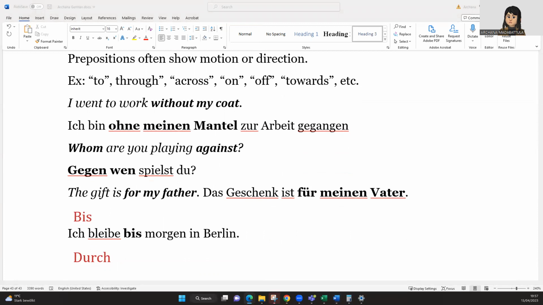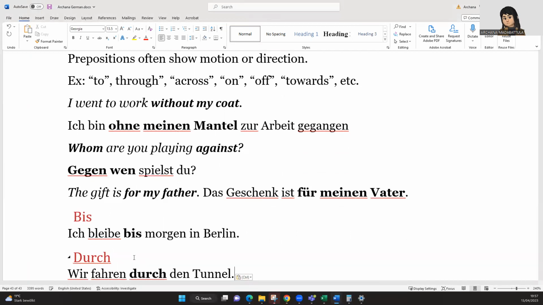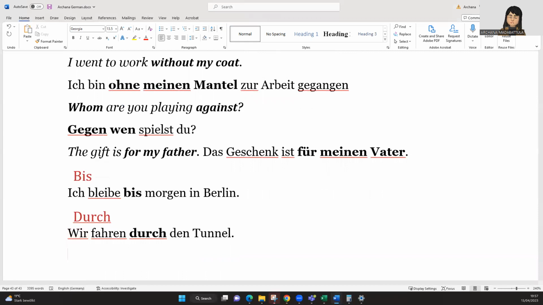Wir fahren durch den Tunnel. Why are we using "den" here? Tunnel is masculine. Since we are driving through the tunnel, "der" becomes the accusative form "den". Next is entlang. You must have heard this entlang.